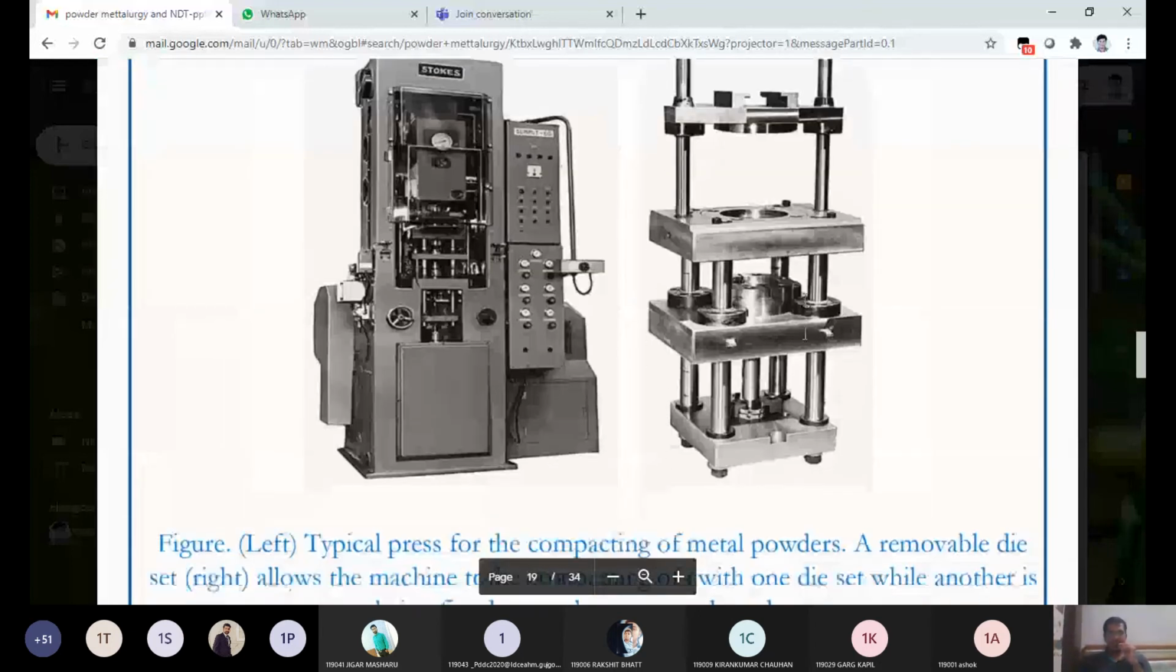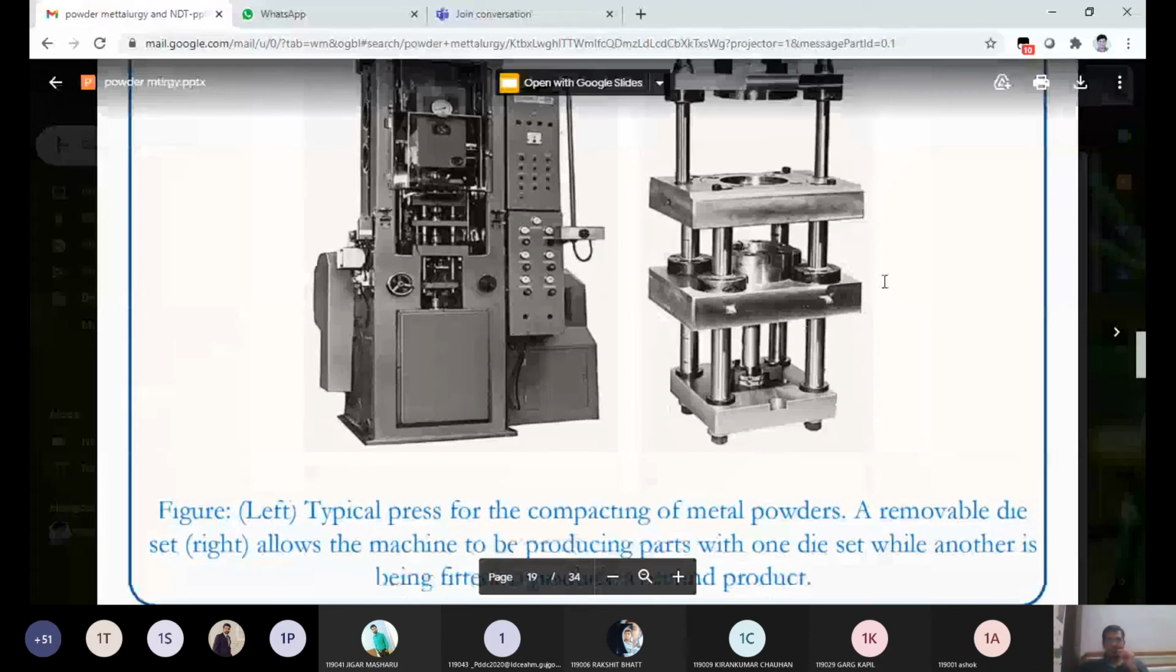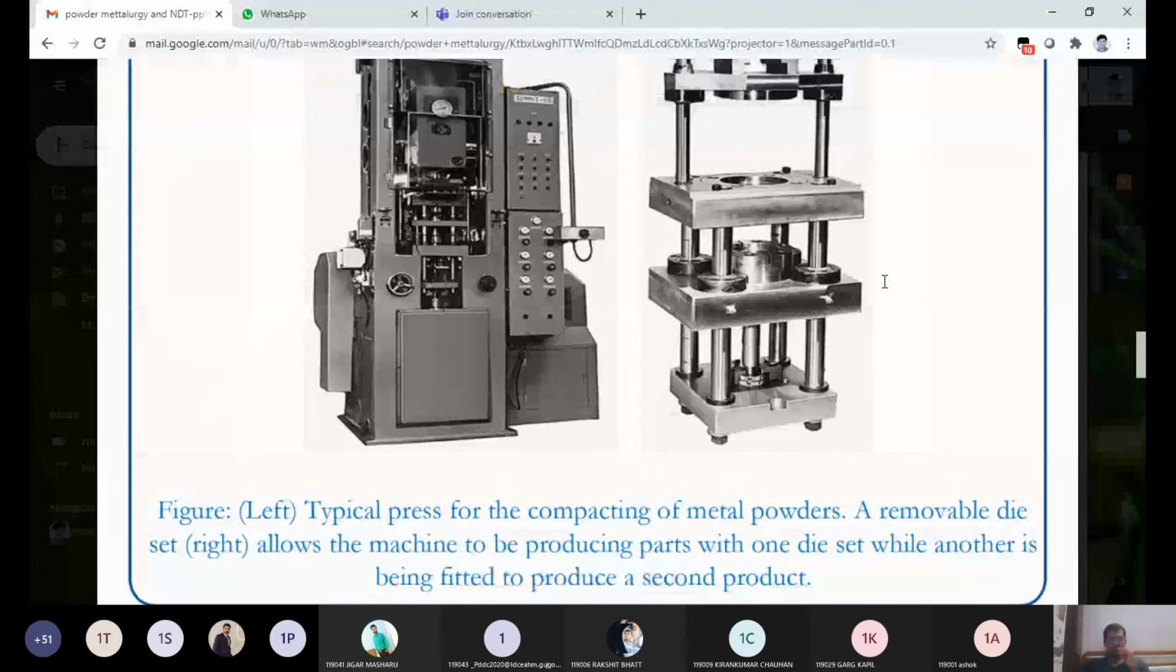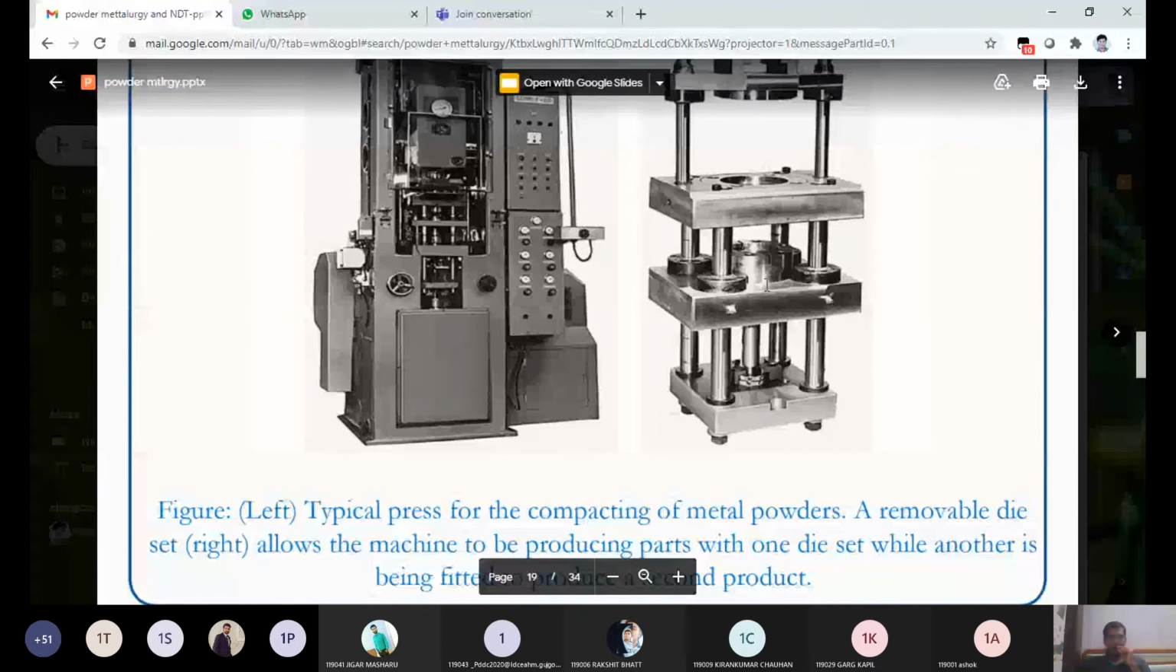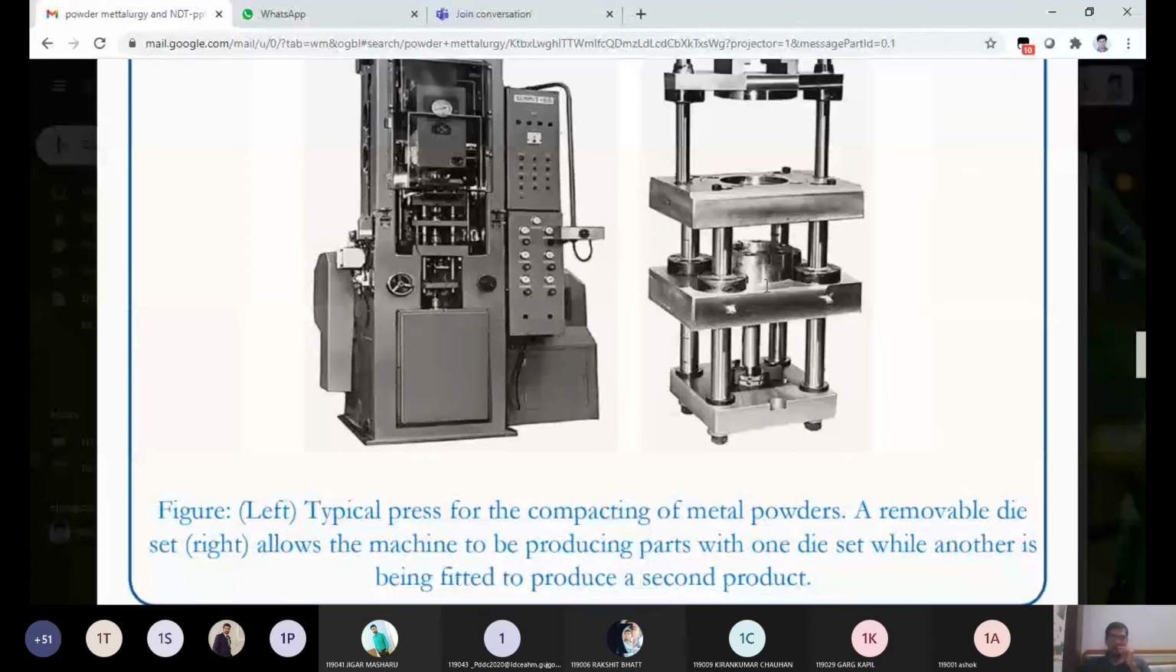This is one basic figure given to you, a typical press where a compacting process is done. A removable die set is given on the right side. It allows the machine to produce parts with one die set while another is being fitted to produce a second product. So this is the basic machine to prepare the metal powder with the help of the compacting process.